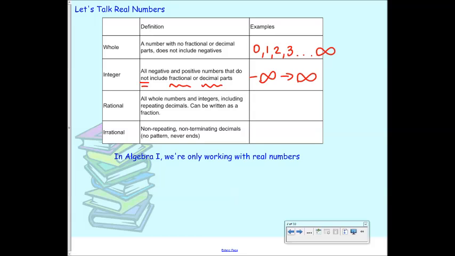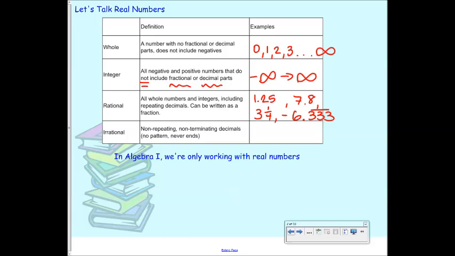Okay? So for example, 1.25, 7.8, 3 1/4, negative 6.333 repeating. These are all the rational numbers. Okay? So they include whole numbers, which means is 5 rational? Yes, it is rational. It's also a whole number and it's also an integer. But rational is just a little bit more specific. So rational is the biggest of these three groups because it's all those numbers.